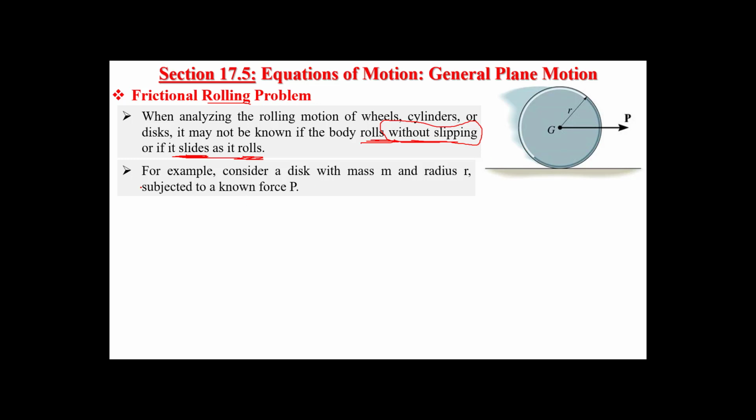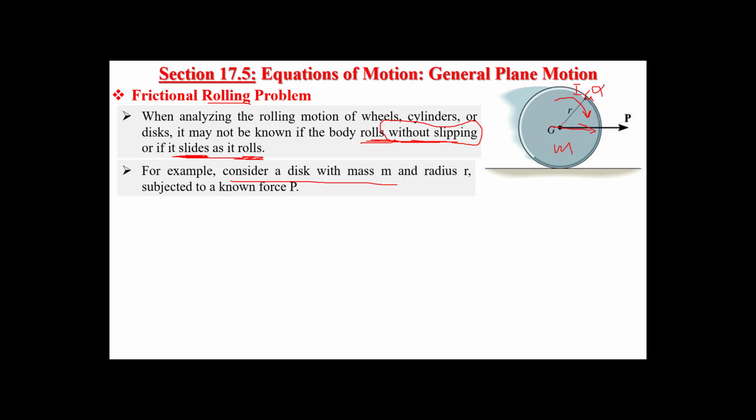Okay, so for example, consider a disk with the mass m. So the mass of this roller is m, and it has a radius r. So here we have mass m, subject to a known force P. This is the force. Now the first step is to draw the free body diagram as well as the kinetic diagram. In the kinetic diagram, we have acceleration in the horizontal direction, as well as we have rotation, I_G alpha.